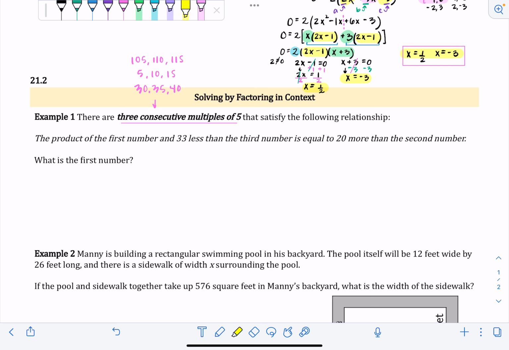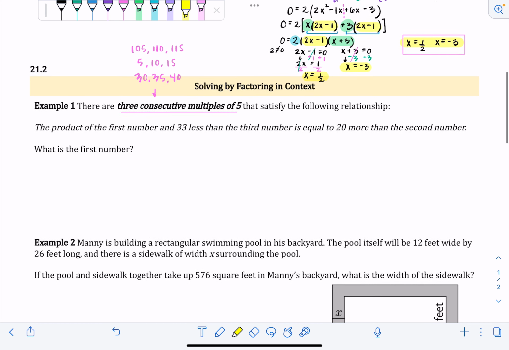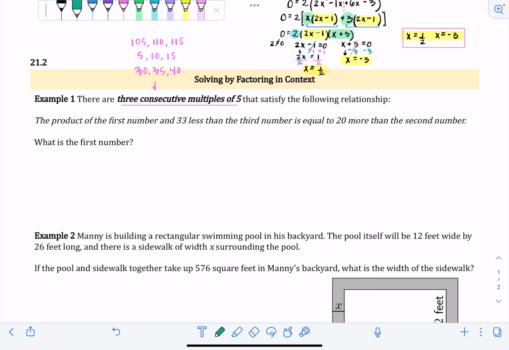So as long as we have 3 of those in a row, that would be 3 multiples of 5. Okay, so there's 3 consecutive multiples of 5 that satisfy the following relationship. The product of the first number and 33 less than the third number is equal to 20 more than the second number. I don't know why I underlined that. It ended up being the same exact thing.